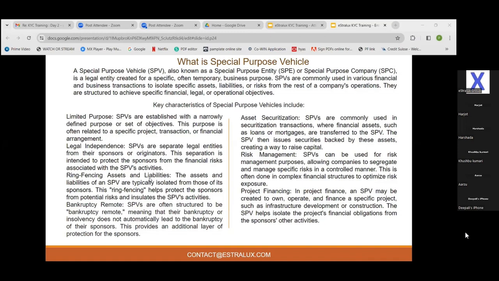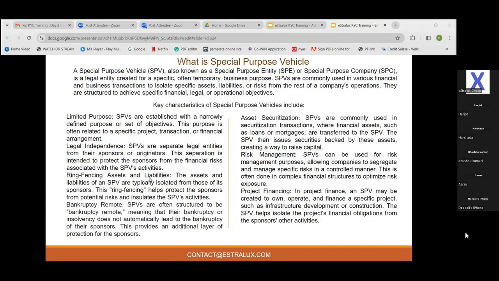First, it has a limited purpose. Like I said, they are created only for a special purpose, and then they are dissolved. This purpose is often related to a specific project, transaction, or financial arrangement, because I have seen many special purpose vehicles formed maybe to buy shares of another company. They buy shares or do some biddings and transactions, and then they get dissolved. So that is why they are created.